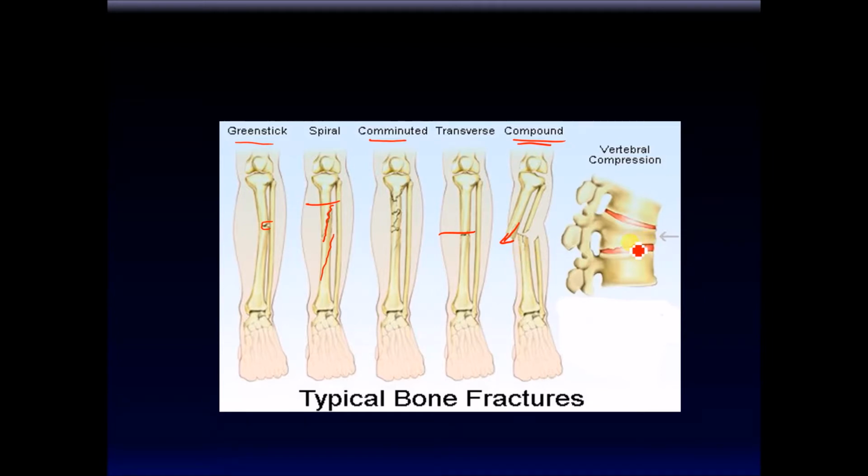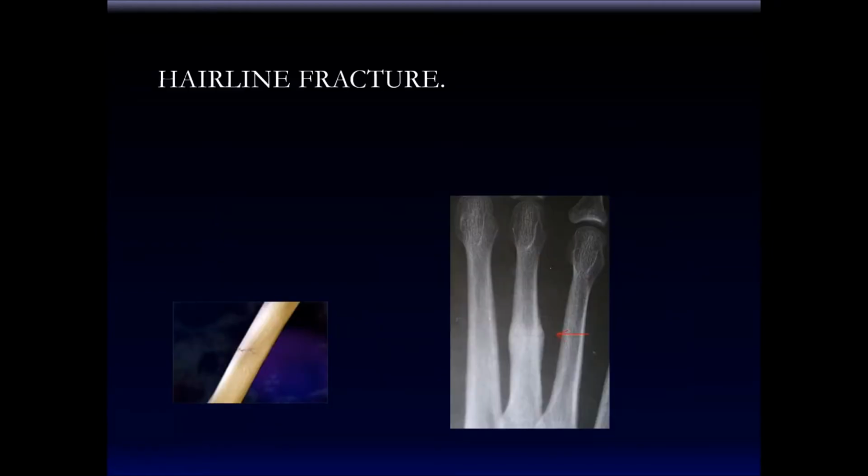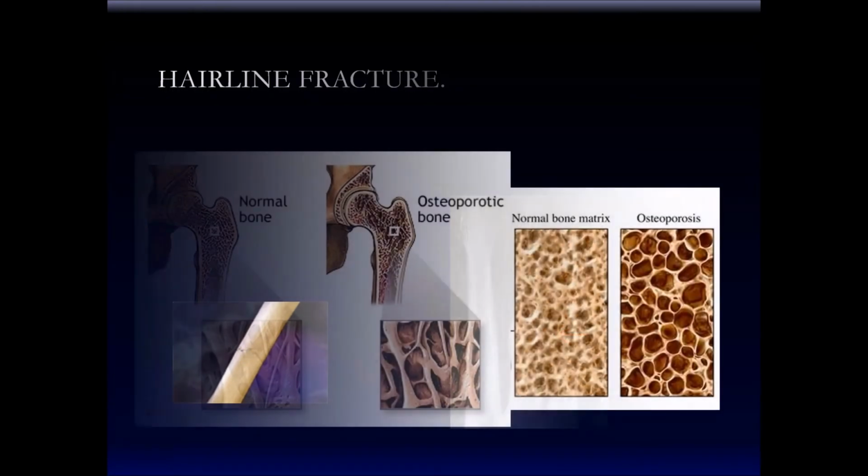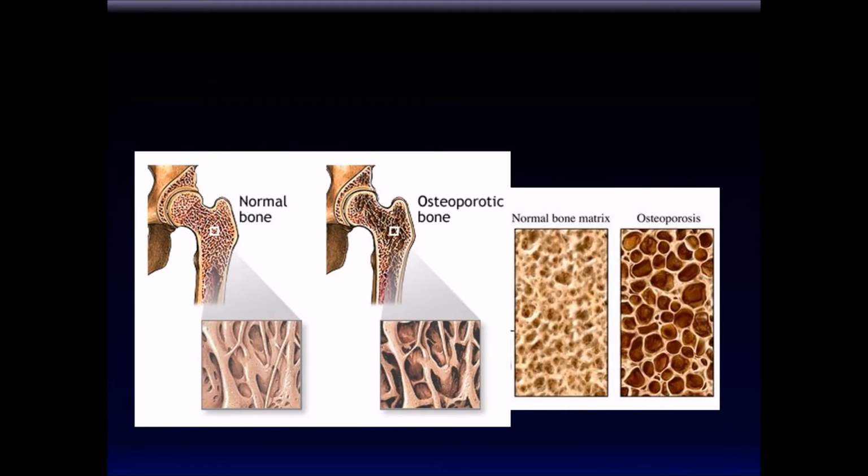Now, the vertebral column, the vertebrae can collapse in themselves. This is called a vertebral compression fracture. This is an example of a small, tiny hairline fracture like this. It still hurts. Now, this is a very important picture.